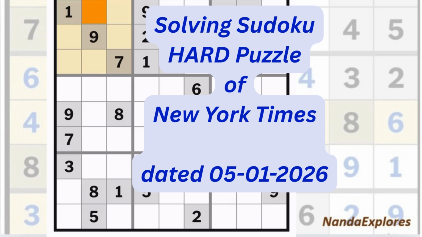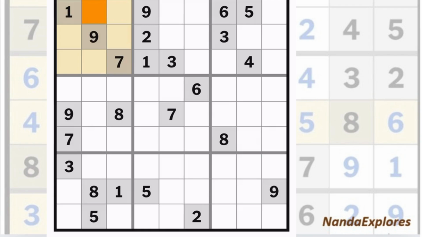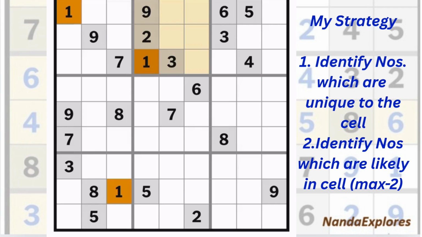Today we'll try to solve the hard Sudoku puzzle of New York Times dated 5th January 2026. So we start with number 1. As you know, we now try to identify a cell where number 1 is unique and post it. And in the second part, we try to identify a maximum of 2 cells in a row, column or a block where number 1 is a likely candidate. So let us start. So here in this block, these are the 2 cells where number 1 is a likely candidate.